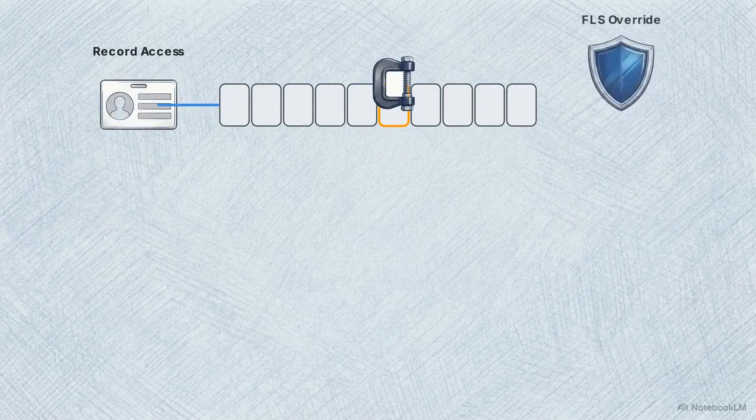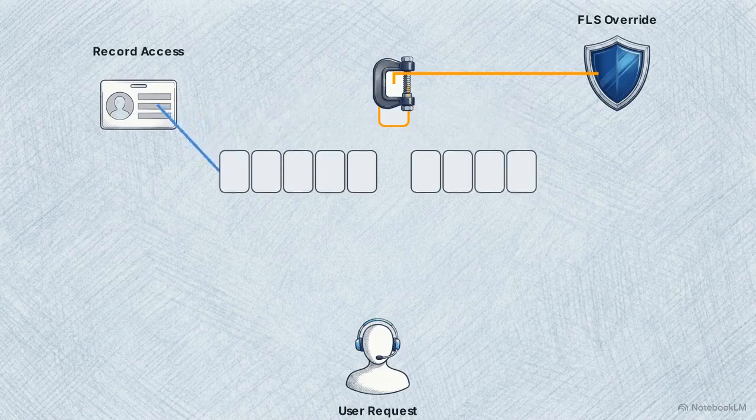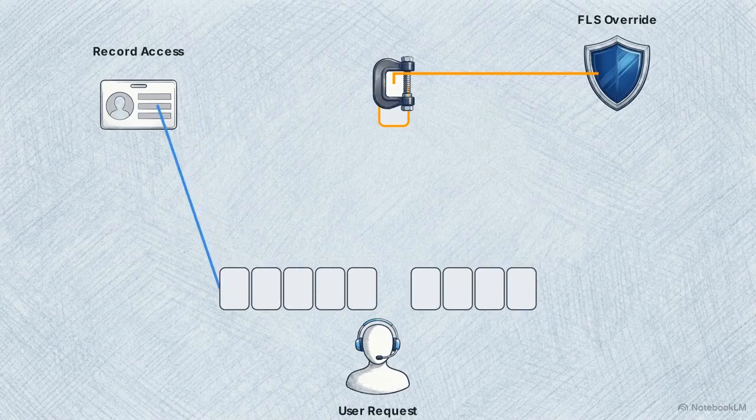FLS calculates data access independently. It relies on a secondary logic pathway that routes directly to the isolated field block, entirely bypassing the user's object or record-level permissions. The operational result is precise. The user successfully queries the parent record, but FLS intercepts the specific sensitive data payload before transmission. As a sovereign override, FLS enforces visibility restrictions even when the user possesses valid permission to view the parent row.